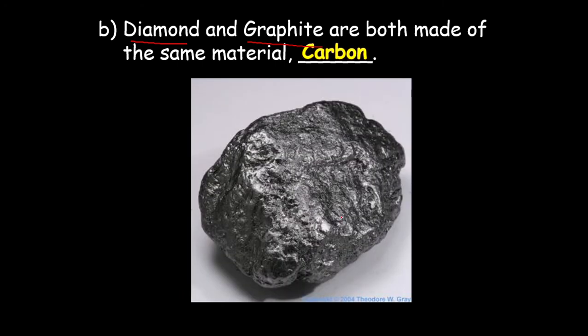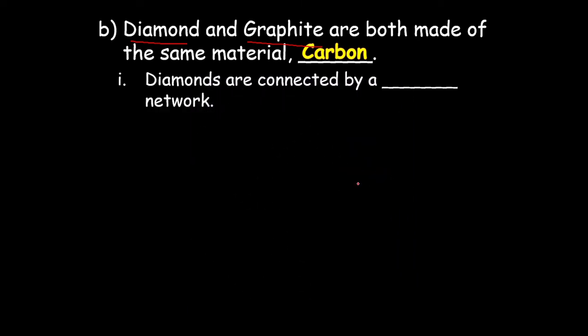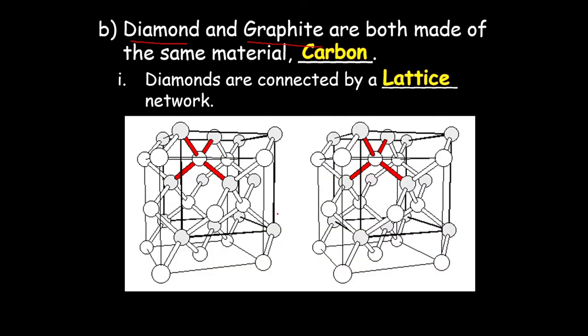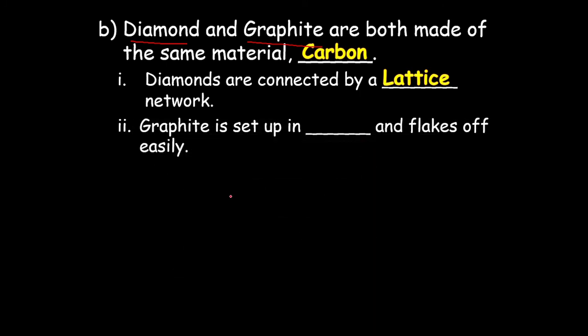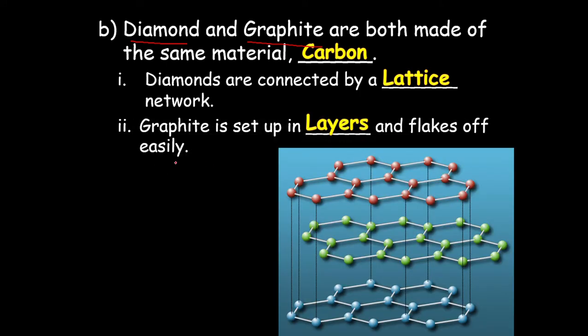So both graphite and diamonds are made up of carbon. And what mineral is this? This is graphite. This is what graphite looks like when it's not in your pencil. What is the difference? The difference is how they are arranged internally, the internal arrangement of atoms. Diamonds are connected by what we call a lattice network, so you have a much stronger connection, whereas graphite is set up into layers and actually flakes off.